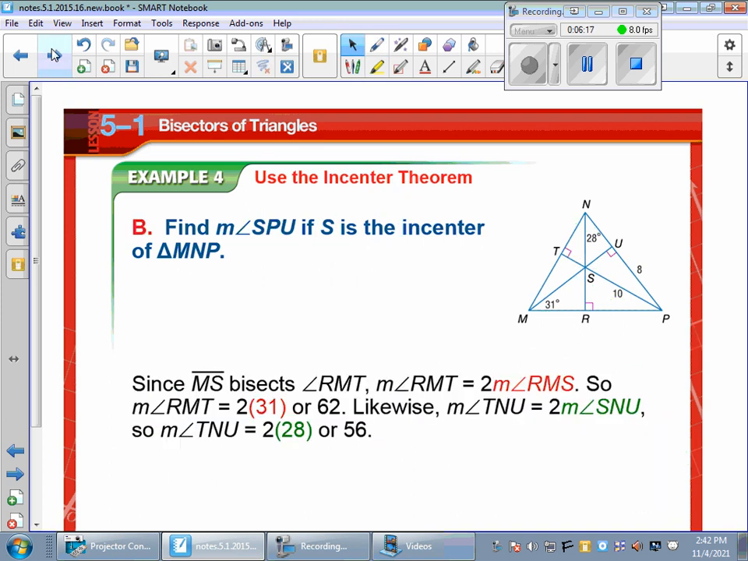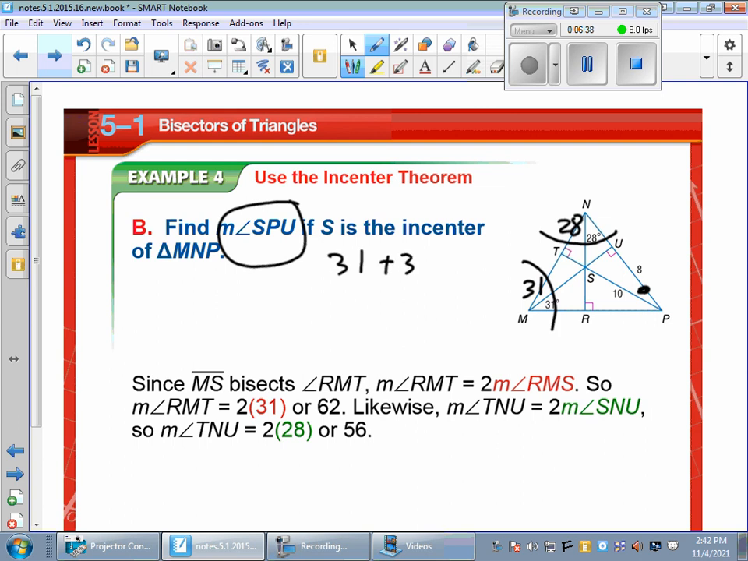This one here now uses the angles that I was showing you in the previous slide, and I didn't really read the question. I guess I should have. We want to find the measure of angle SPU. This is SPU right here. So this is 31, this is 31. That's 28, that's 28. So what I do is I add this plus this. 31 plus 31 is 62. And then I add the 28 plus 28, that's 56. Add those two together, that gives me a total of 118.